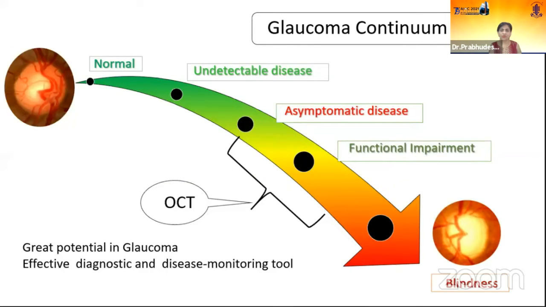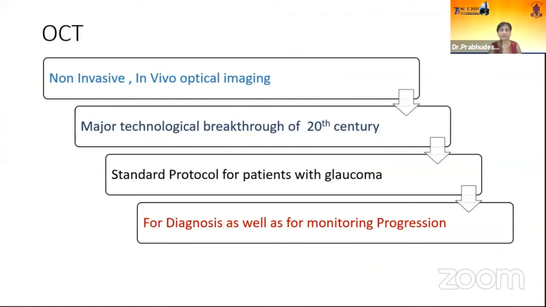So in the glaucoma continuum, OCT helps us in identifying these diseases statistically, from asymptomatic disease to moderate and advanced glaucoma. So it has great potential in glaucoma and is an effective diagnostic and disease monitoring tool. Obviously, we know that it is non-invasive, is a major technological breakthrough, and now it has become a standard protocol for glaucoma patients. So we can use this for diagnosis as well as monitoring of progression.